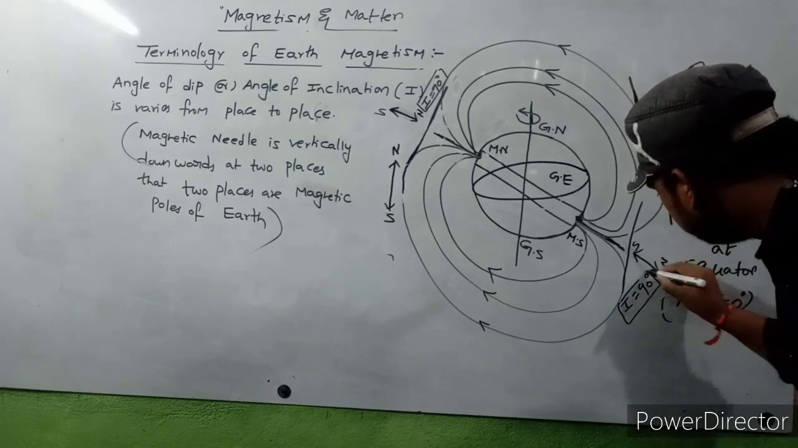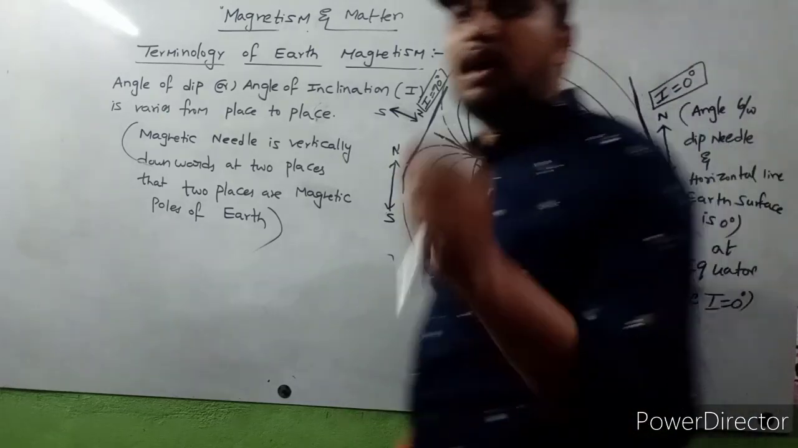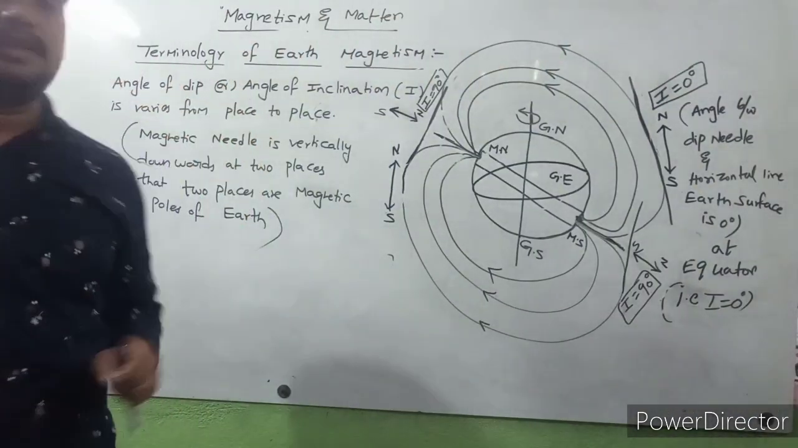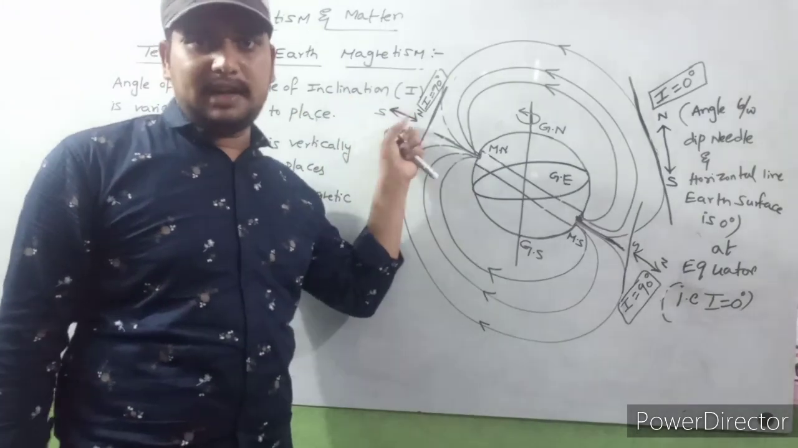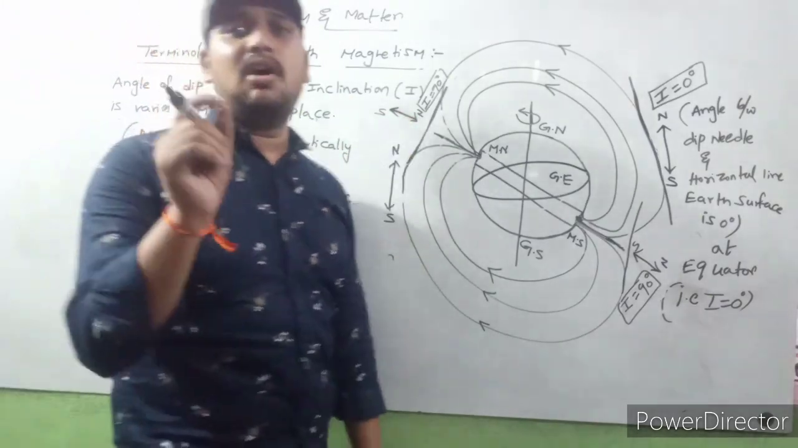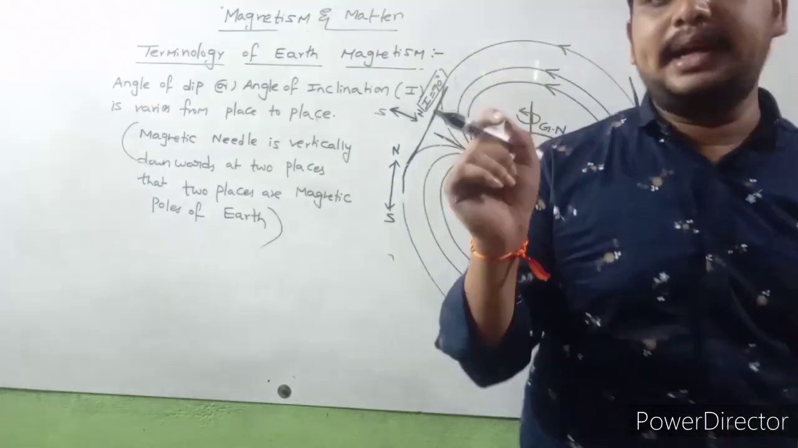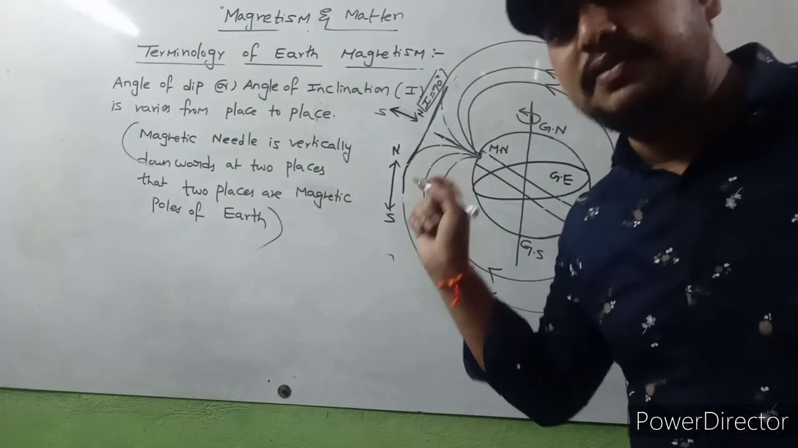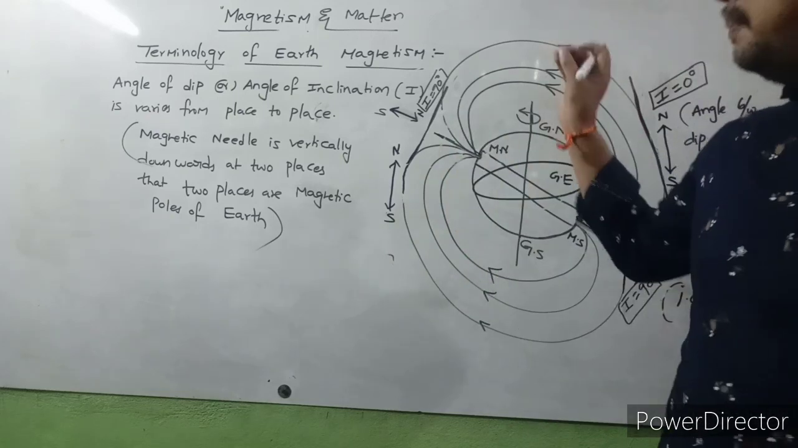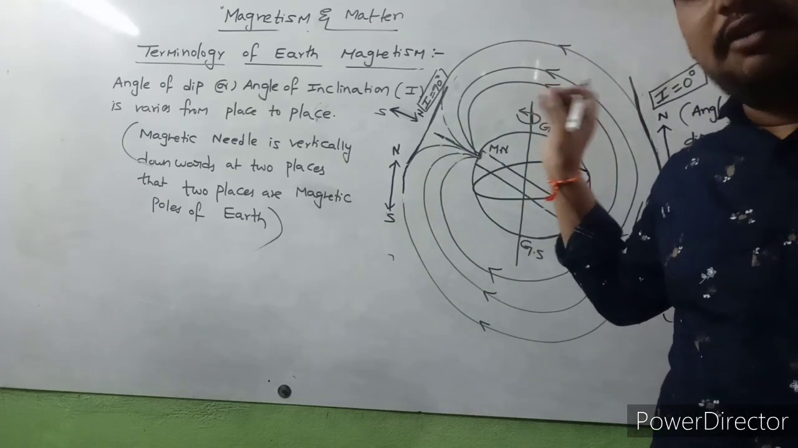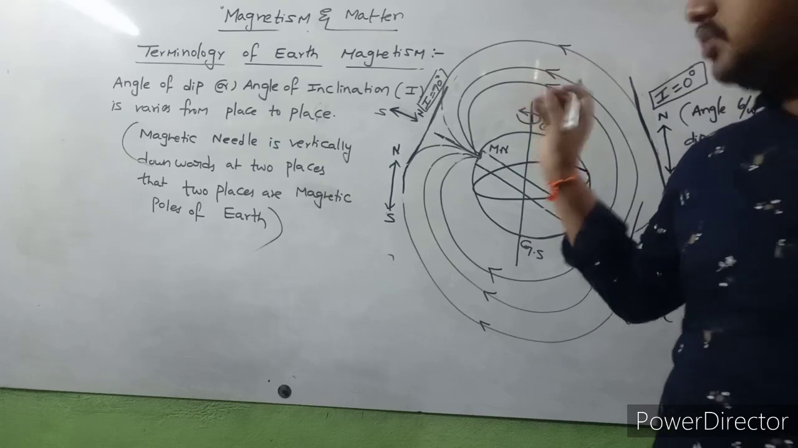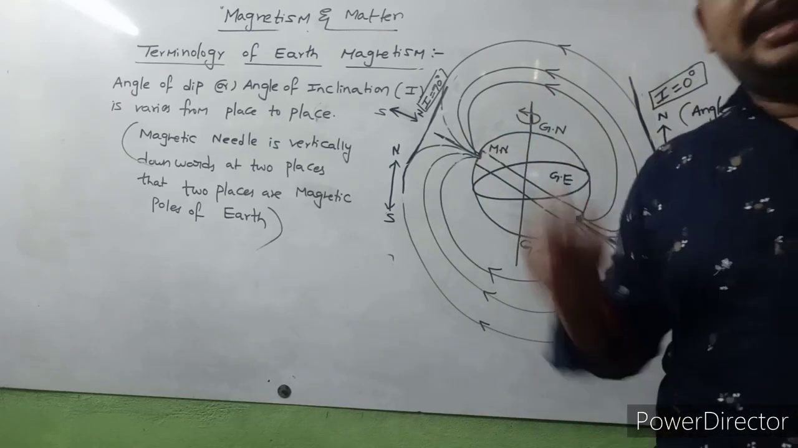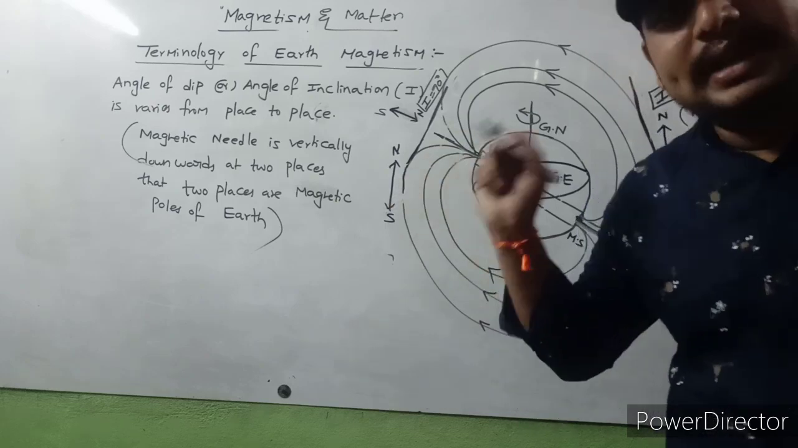Dear student, finally what I am telling is, if you place a magnetic needle at the poles of the earth, the angle of inclination, the angle made by the dip needle with the horizontal surface, is 90 degrees. If you place this dip needle at the equator, it makes an angle of 0 degrees with the earth surface.